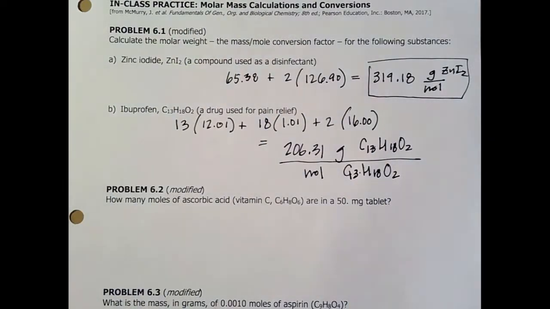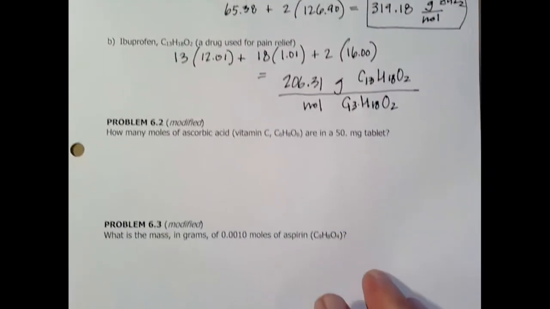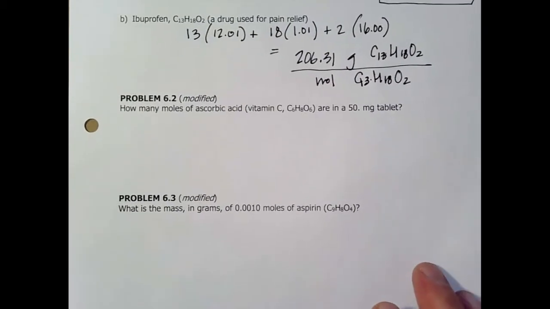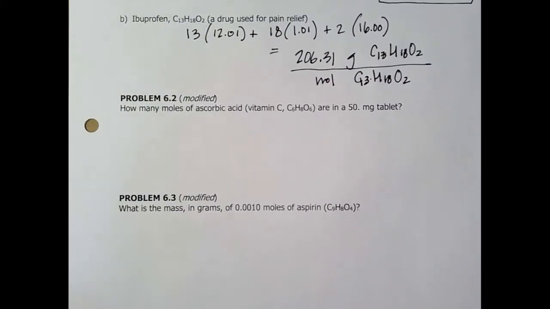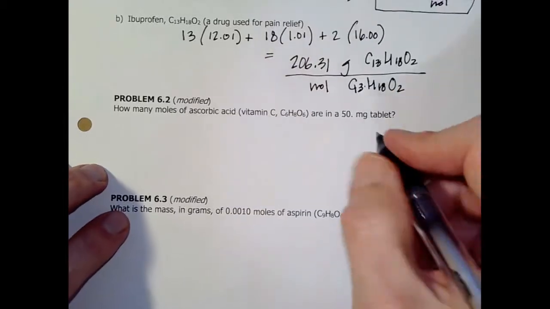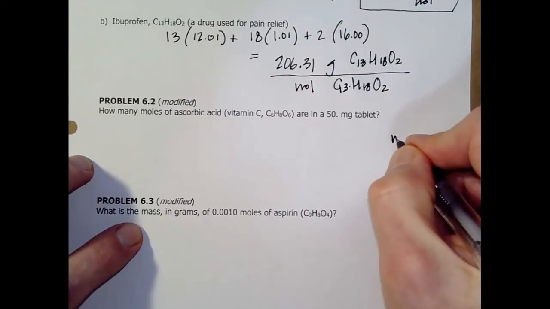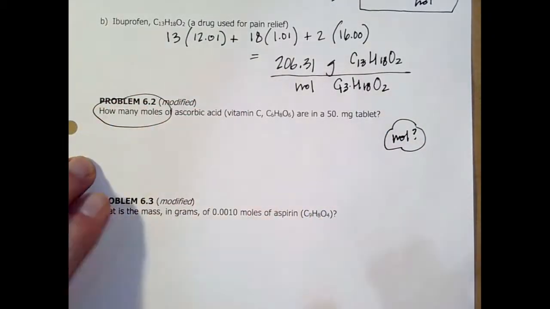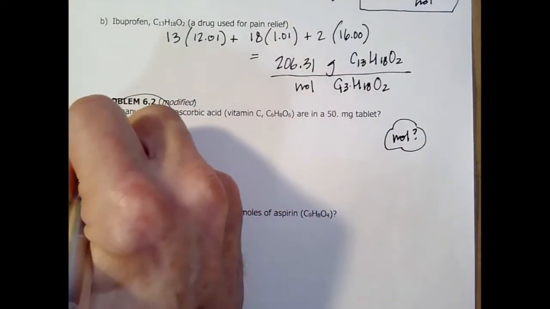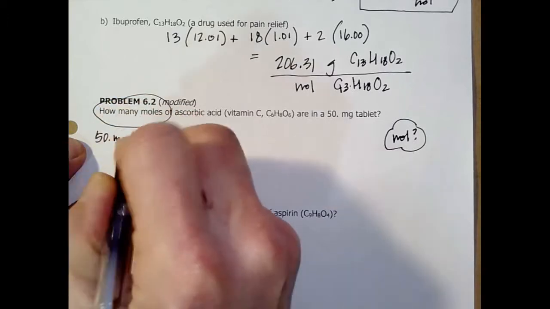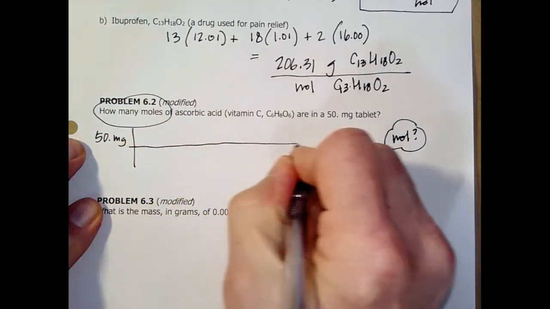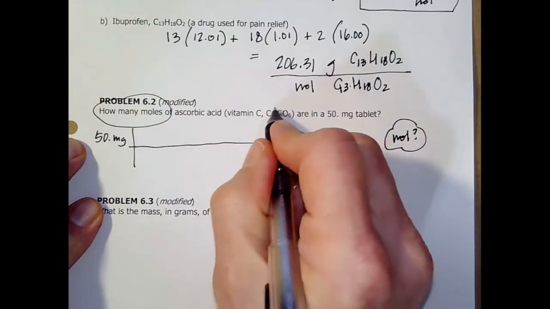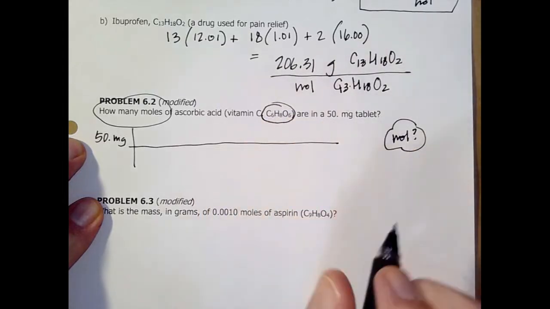Now, point 2 looks a little bit messy. I would pause the video and give it a try and then come back and see how it works. Well, of course, we're trying to get to moles. That's what the question says. How many moles? Well, I've got 50 milligrams. And I think I can get grams per mole of that.